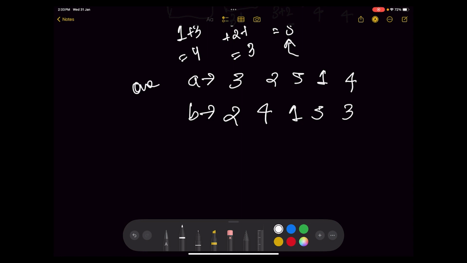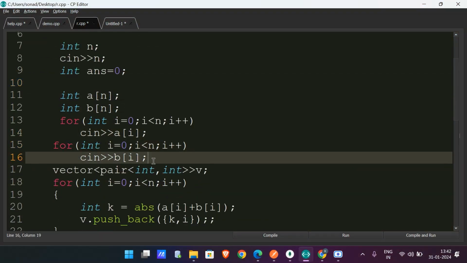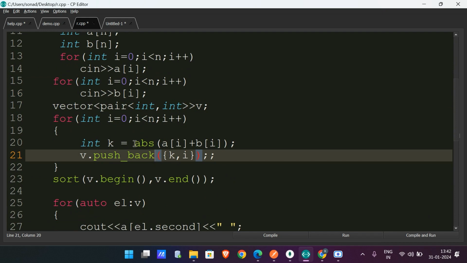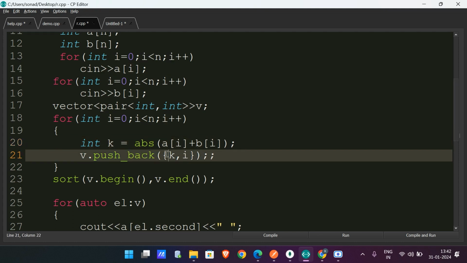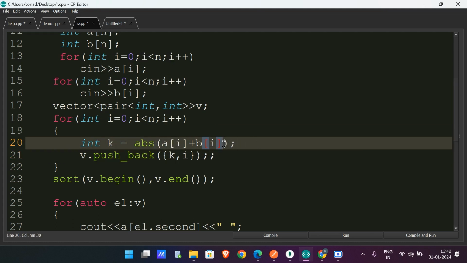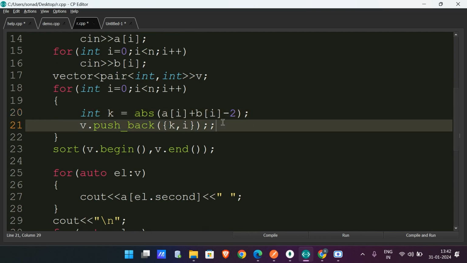So that's it. Let me show the code and it will be more clear. What I have done in this code is, first I have taken the input ai and bi. Now I'm calculating the inversions that each pair can contribute. Like at index i, I'm getting an inversion of k, that is ai plus bi. And we can do minus 2 also, because, let's say ai is 5 and bi is 4. So 5 minus 1, ai will be contributing an inversion of 4 and bi will be contributing an inversion of bi minus 1. So basically it would be ai plus bi minus 2, the number of inversions that at index i we can have.